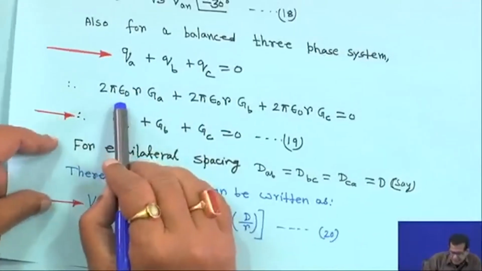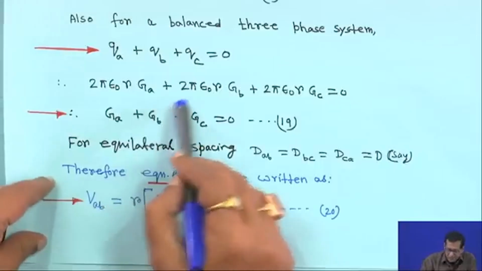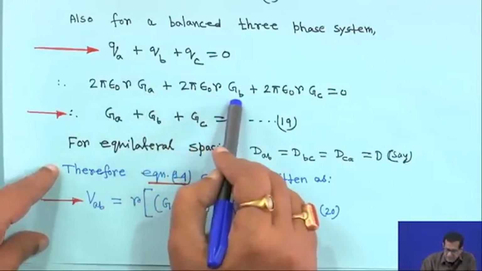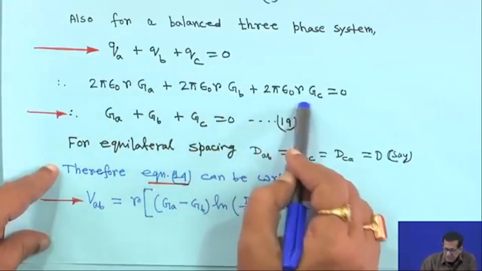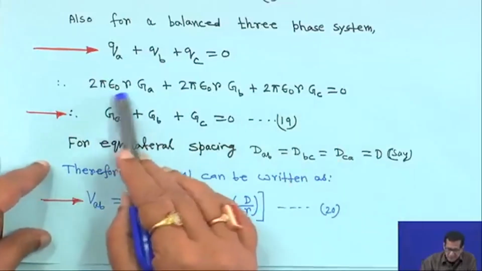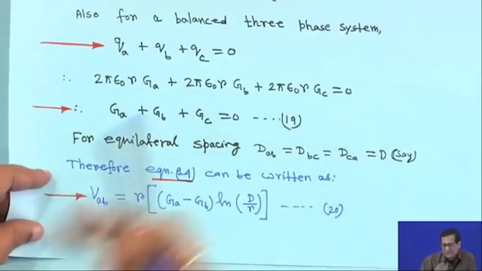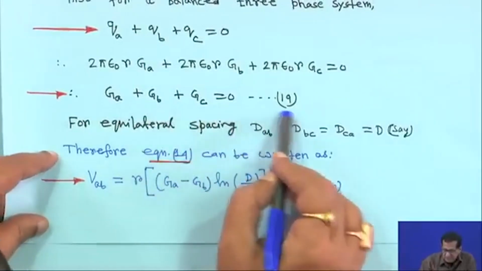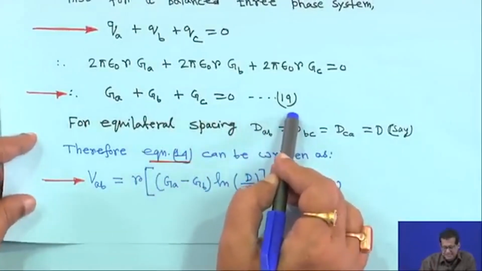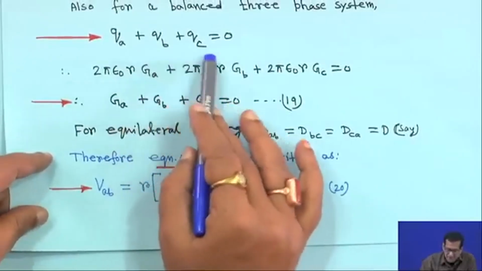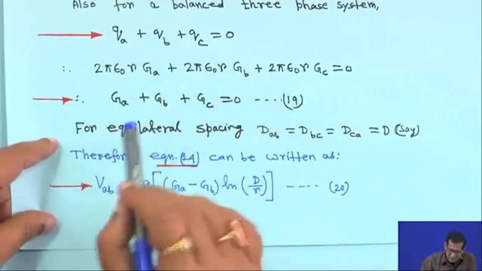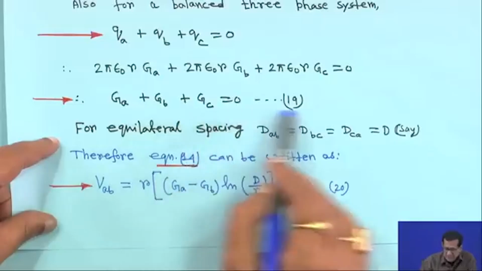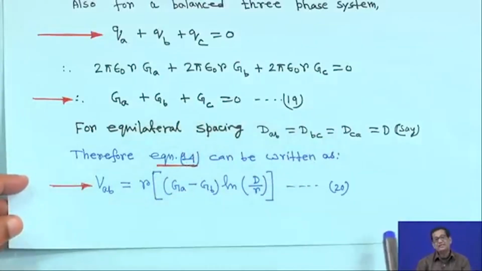So, instead of QA we can write 2 pi epsilon 0 R GA plus 2 pi epsilon 0 R GB plus 2 pi epsilon 0 R GC. Therefore, this 2 pi epsilon 0 R is common, so it will not be there. So, GA plus GB plus GC is equal to 0, that is equation 19. That means, for a balanced system, if QA plus QB plus QC is 0, then the potential gradients GA plus GB plus GC are also equal to 0. This is equation 19, right.